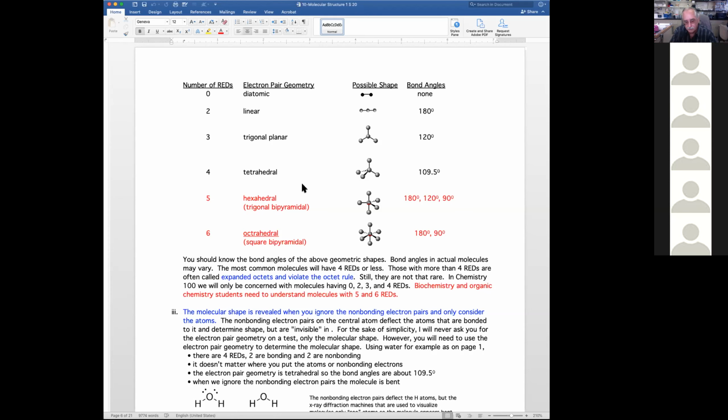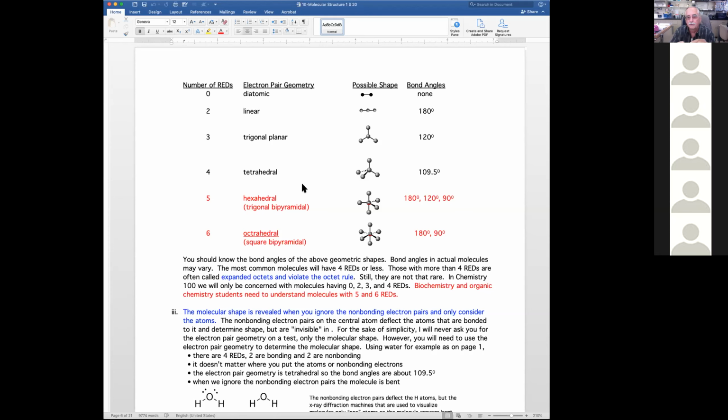So I'm going to go backwards now. Say this purple to white one is a polar covalent bond. This is not symmetrical. I have a dipole in it. This is going to be a polar molecule.